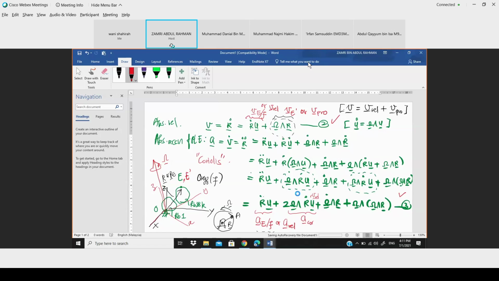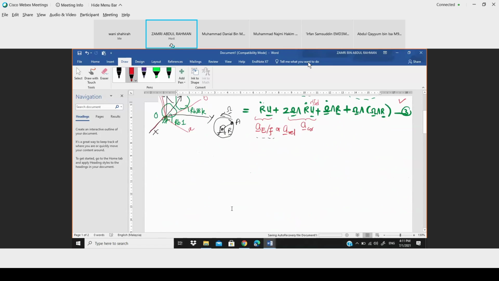Guys, what is the acceleration of point A for this pure rotation? How many of you recall here? Acceleration of point A is given by what? Omega dot, which is alpha, cross R, plus omega cross omega cross R. Right? So you'll have the tangential component and then you have the normal component.